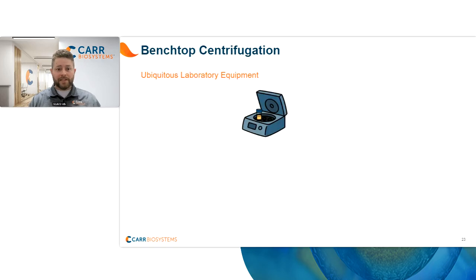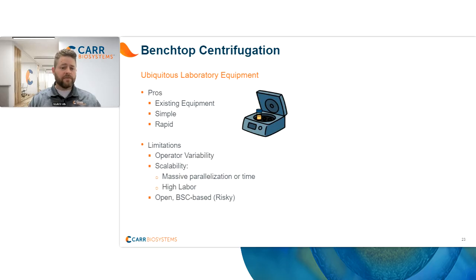Of course, benchtop centrifugation, which we saw was a big winner here in terms of use. A big part of that is it's ubiquitous. Everyone has a centrifuge, so it's functionally existing equipment for everyone. Simple, typically very rapid, particularly at small scales. Some limitations or challenges that you can run into, though, is that this is a very manual process, particularly the filling and then the decanting process, as well as the resuspension process.